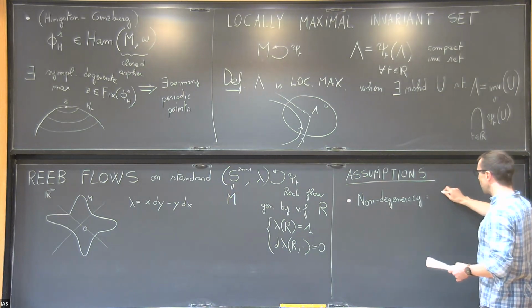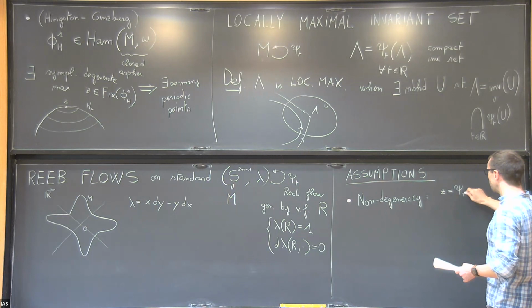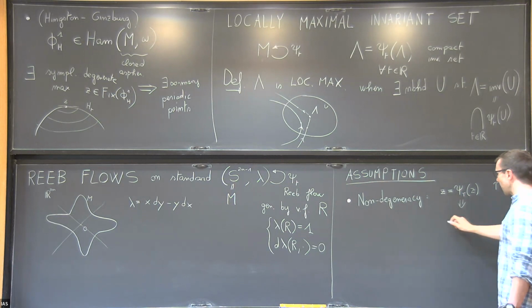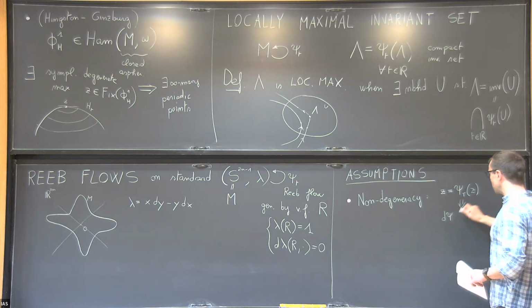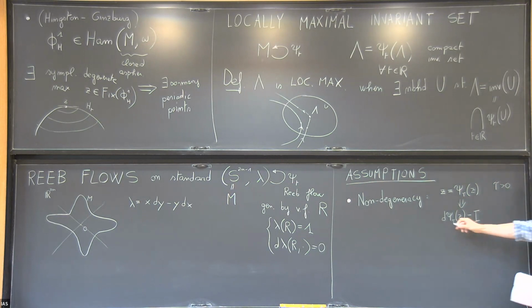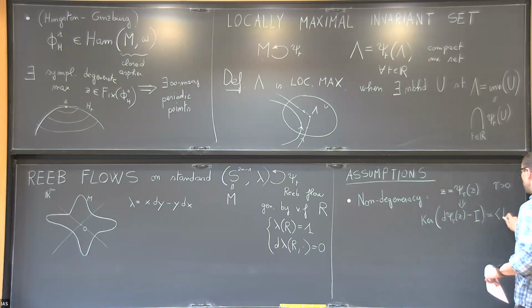Whenever you have a closed orbit, say whenever you have z equal to psi tau of z for some tau positive, you have that the linearization of psi tau at z, minus the identity, has kernel, the eigenspace of the eigenvalue one, generated by the Reeb vector field. In particular, when you have a non-degenerate closed orbit and you perturb, the orbit will survive, it will be stable. This is the first assumption, not always needed.